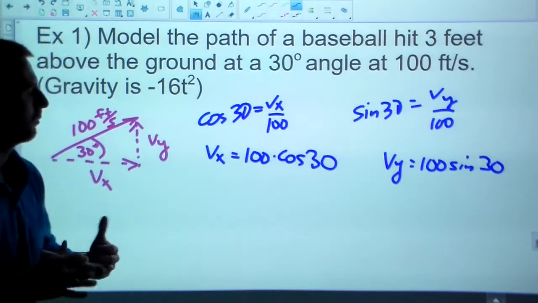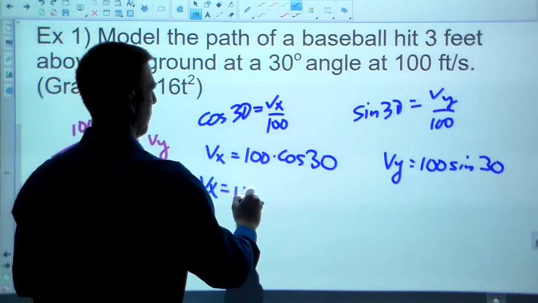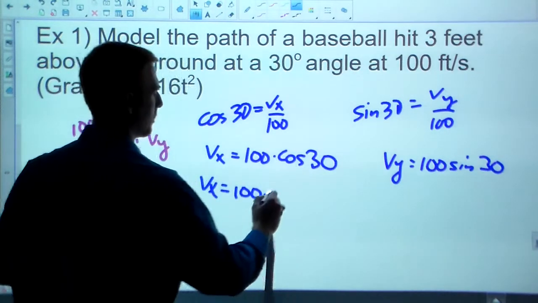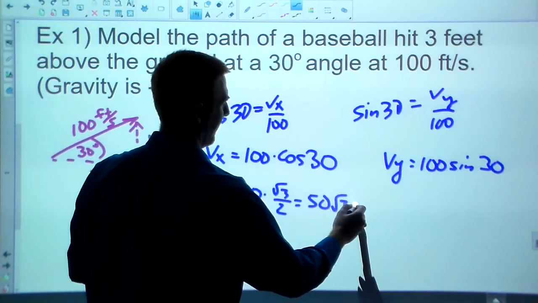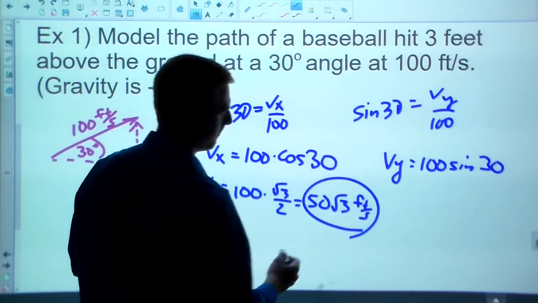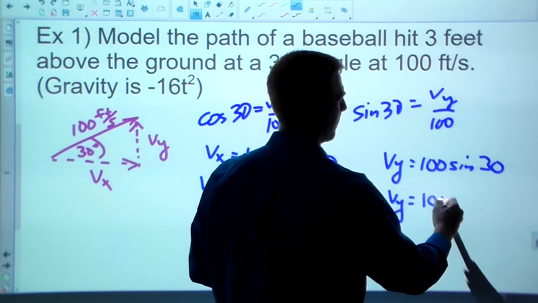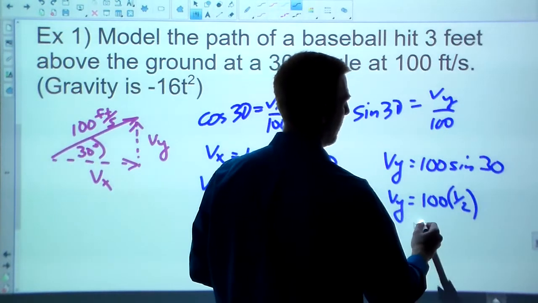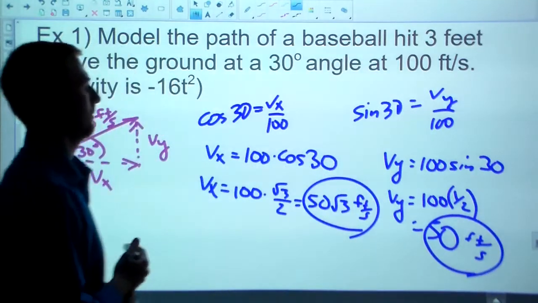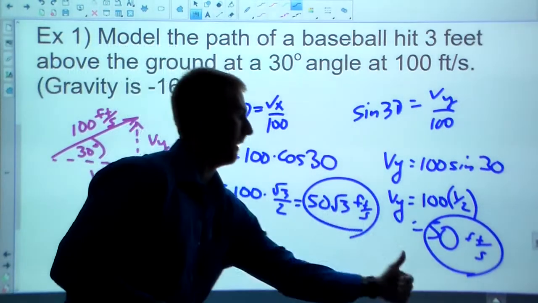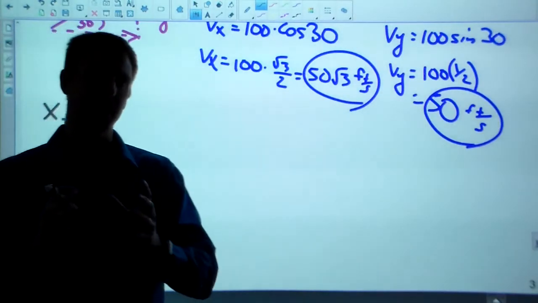And since these are things that would be on the unit circle, let's go ahead and reduce them some more. So Vx could be further reduced to 100 times, now cosine 30 is square root of 3 over 2. So 50 square root of 3. And I'll go ahead and put feet per second there. It's probably good to put the units on it. Vy, well, sine of 30 is a half. So half of 100 is 50. And again, I'll put the units on there. So 50 feet per second. So there's my forward velocity. There's my upward velocity.